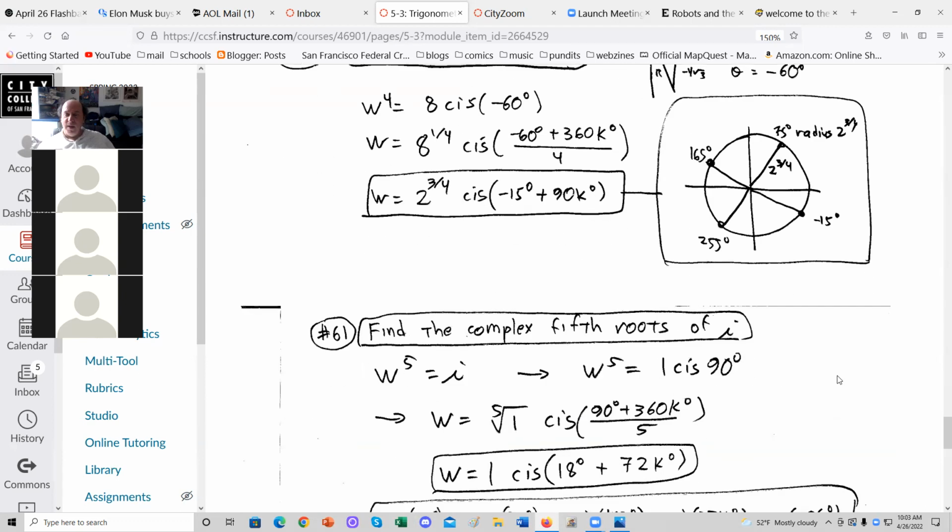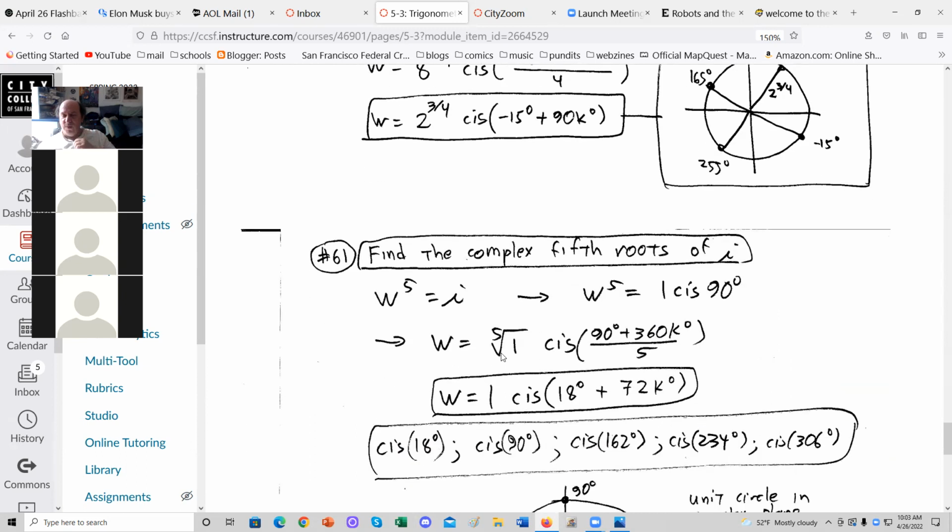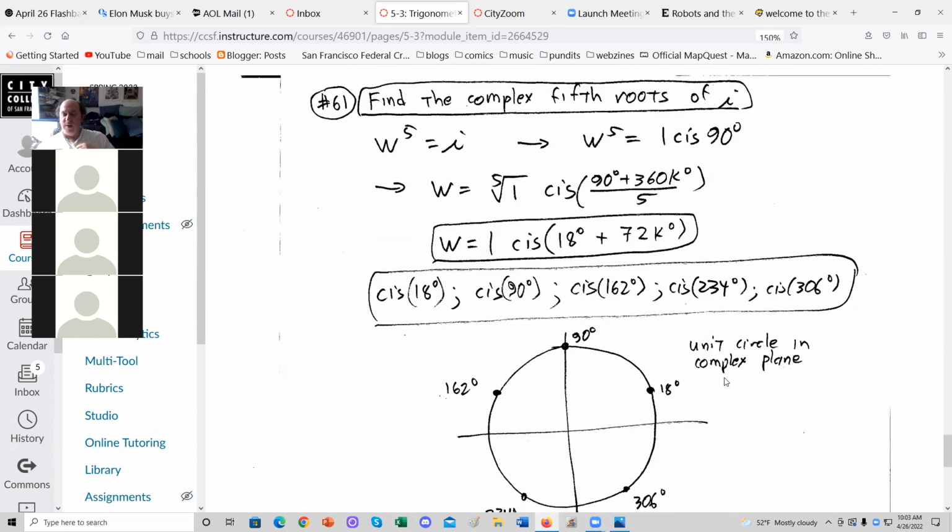Good. Now let's find the complex fifth roots of i. w to the 5th equals i. Well, i is cis 90 degrees times 1. So a fifth root, we'll have a fifth root of 1, which will be 1. Cis of 90 plus an integer multiple of a rotation, excuse me, 2 pi radians, and I'll divide it by 5. 1/5 of 90 is 18. 1/5 of 360 is 72. Fifth root of 1 is 1. So 1 cis 18 degrees plus 72k degrees.